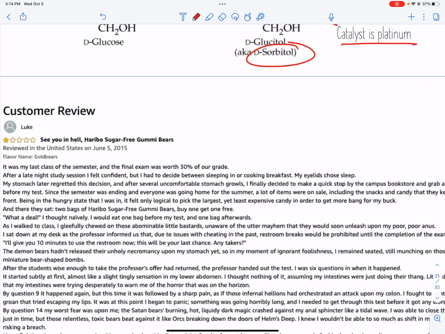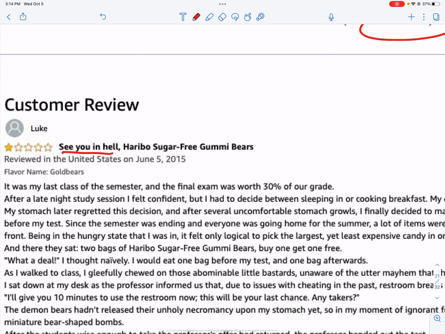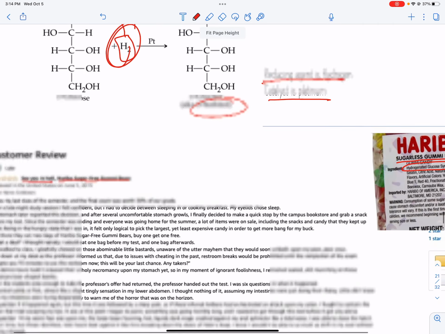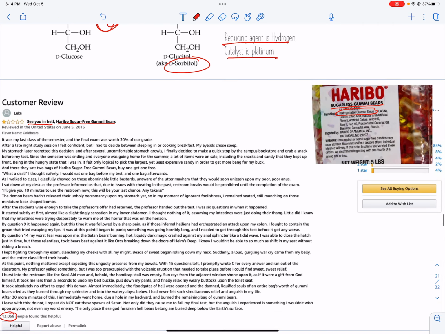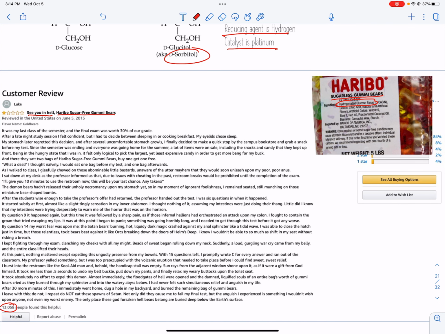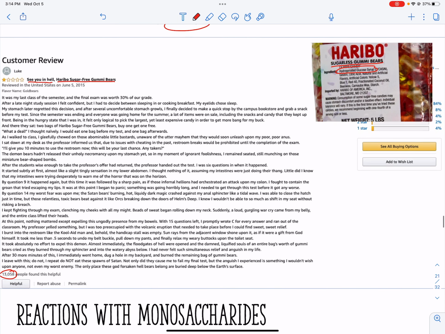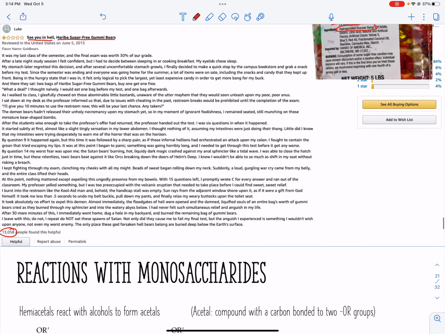I'm not going to read this for you, but I just want to point out the title is "See You in Hell, Haribo Sugar-Free Gummy Bears." I encourage you to read it for a laugh. I'll warn you there's some strong language here. I had students read it out loud in summer class. It was so awkward and funny, but it's really quite hilarious. So I hope you enjoy it. It's also really gross. Sorry.